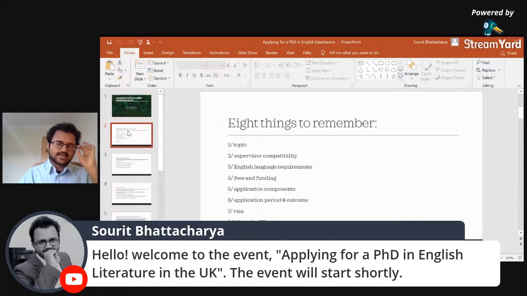As you can see, there are 8 things I have jotted down. These are: topic, supervisor compatibility, English language requirements, fees and funding, application components, application period and outcome, visa, and life in the UK.